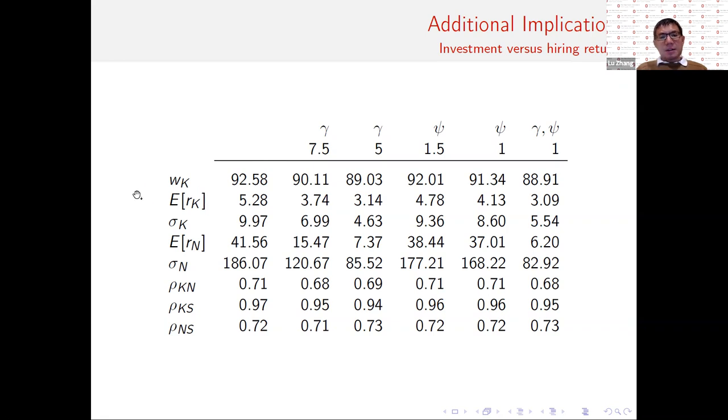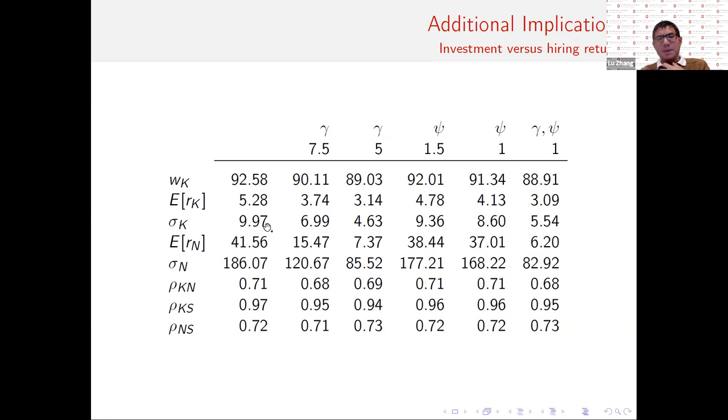As noted earlier, the stock market return is a value-weighted average between the investment return and the hiring return. The fact that the capital share in market value is so high, close to 93%, means most of the stock market dynamics are driven by investment return dynamics. Of course, investment return dynamics are further impacted substantially by labor market frictions, like the B parameter, for example. In addition, the hiring return mean and volatility are an order of magnitude higher than their investment return counterparts.